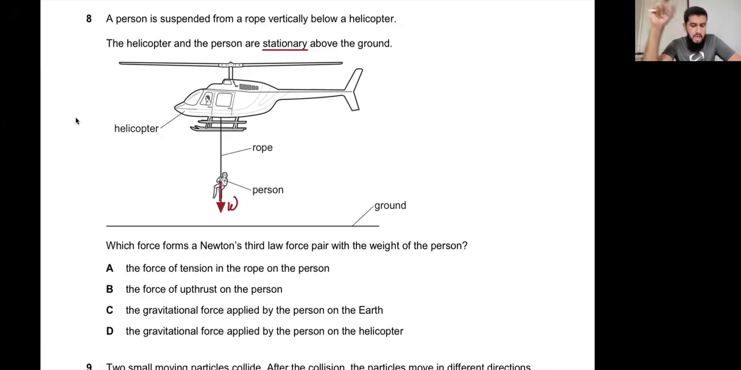You can't consider the helicopter exerting a force as the reaction, because the weight is between the earth and the person. So the reaction is the person pulling the earth upwards. So the gravitational force applied by the person on the earth, as odd as it may sound, but that is what an action-reaction pair is.